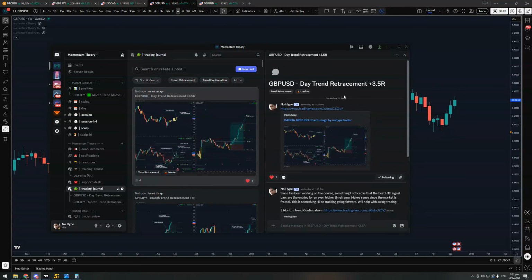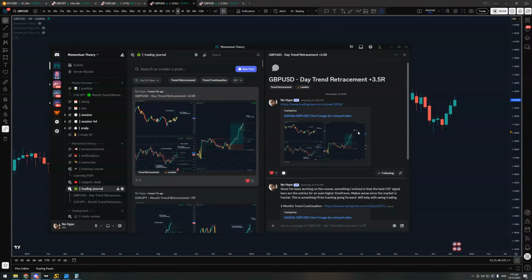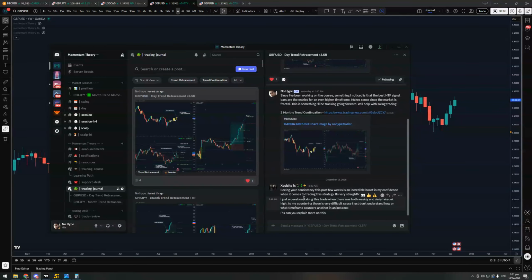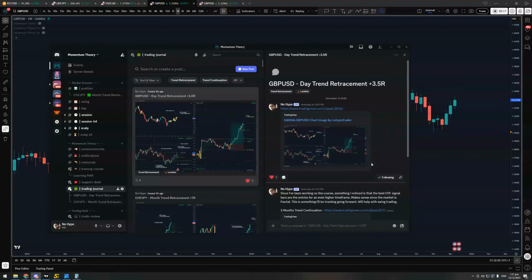Okay, I got a question about my trade yesterday on GBPUSD. This trader is asking, taking this trade when there was both weekly and daily fake out highs. To me, countering those is very difficult because I just don't understand how or what time frame counters another in an instance. Please, can you explain more on this?